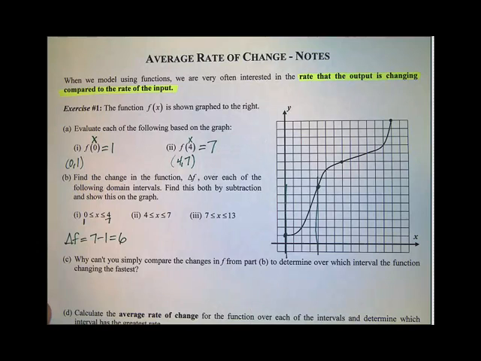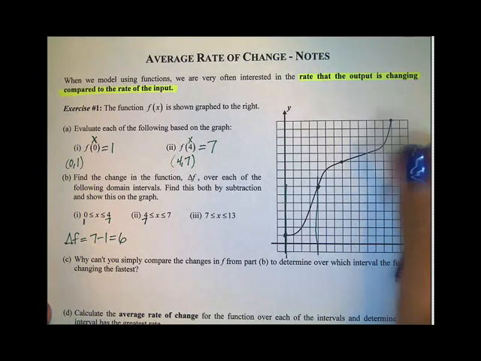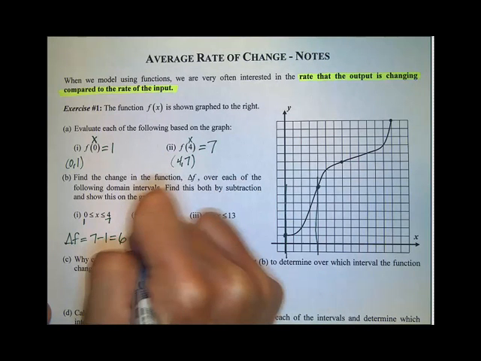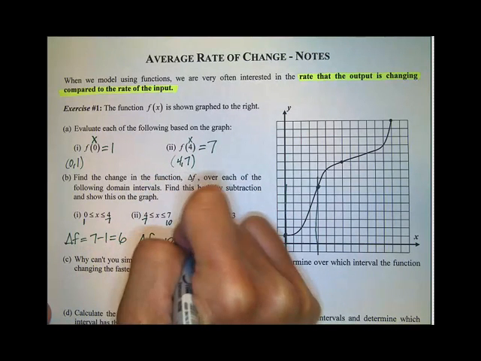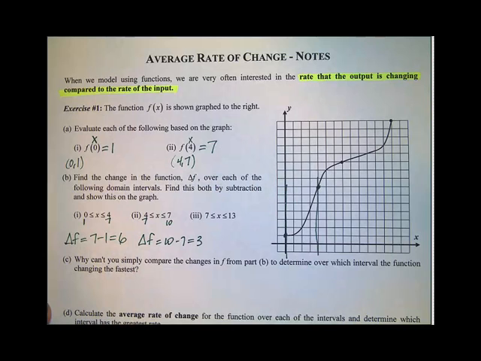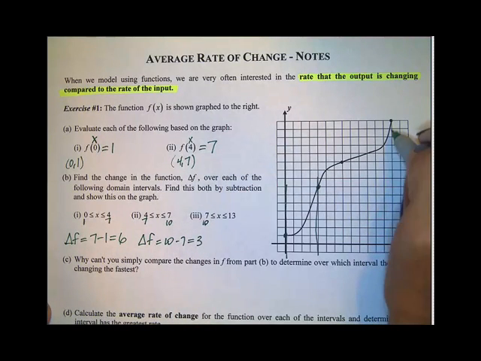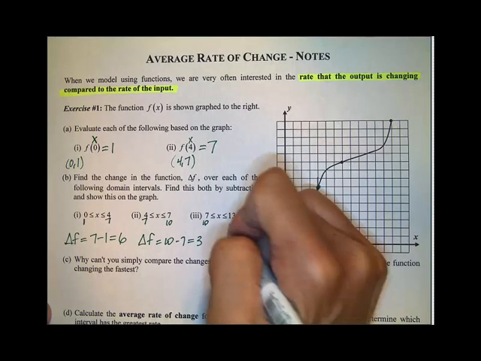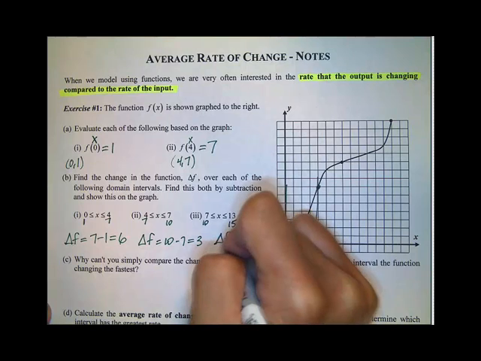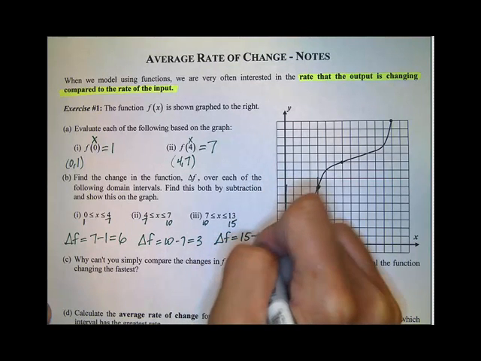So we know f of 4 is 7. Then we find f of 7, which is 10. So the change in the function is 10 minus 7, which is 3. And then here, f of 7 we already know is 10, and f of 13 is 15. So the change in f equals 15 minus 10, which is 5.